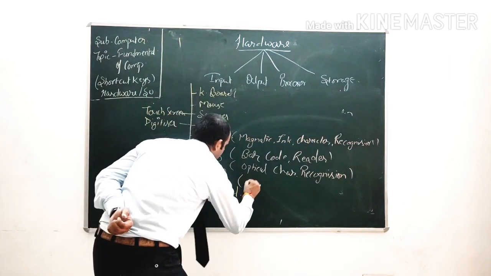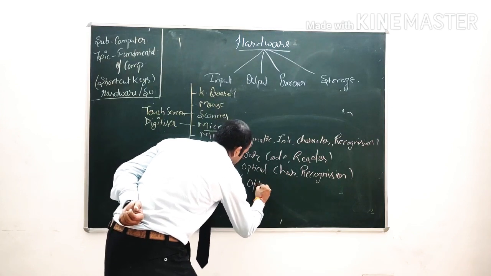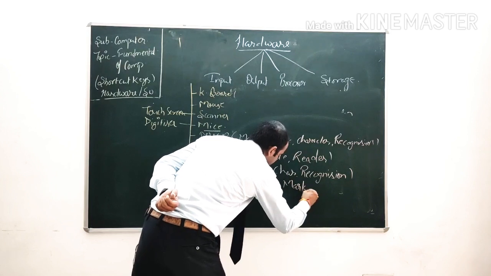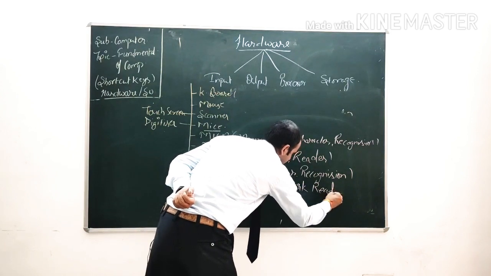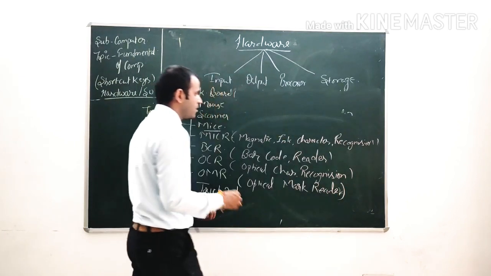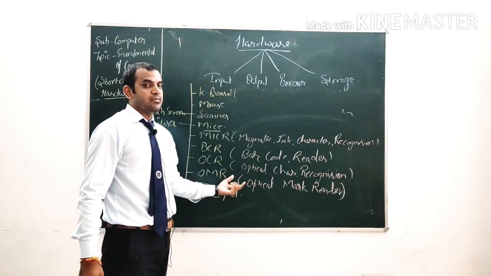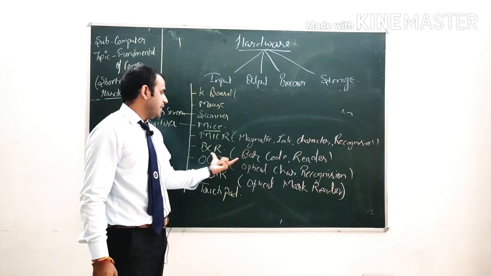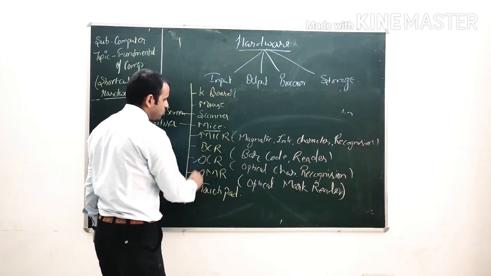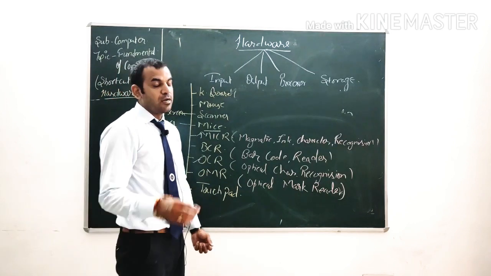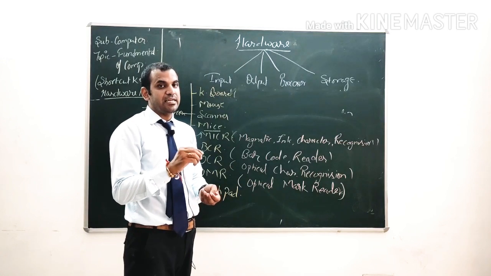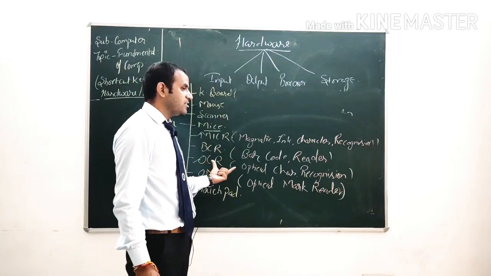Next one OMR, optical mark reader. Okay, so these devices have the full forms MICR, BCR, OCR and OMR. These two devices, MICR and OCR, are used in the banks for checks and drafts. There are some digits available on the checks and drafts, and MICR and OCR are used there.